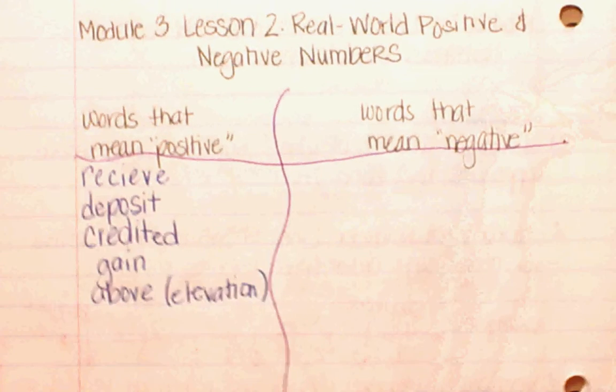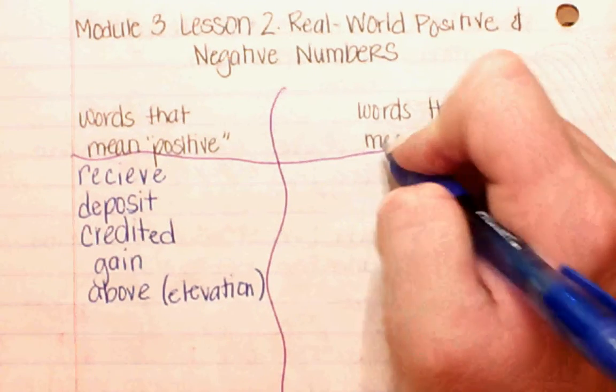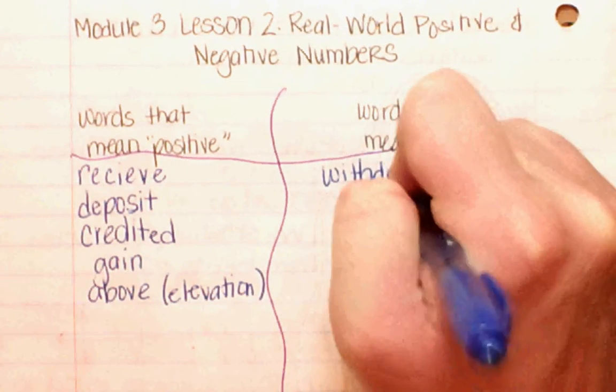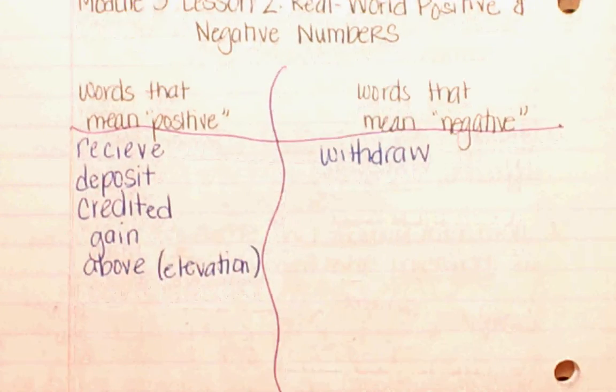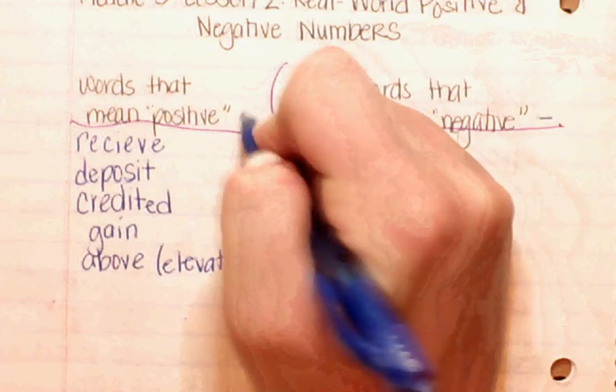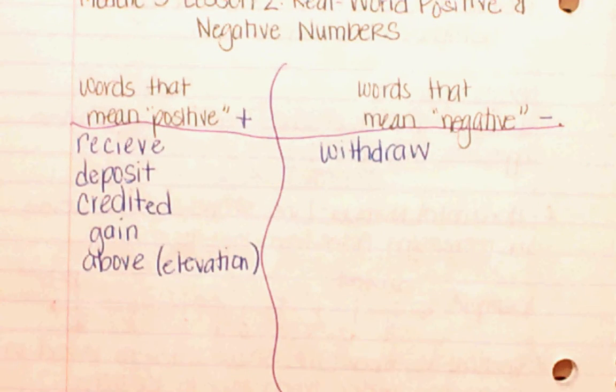Let's go to the negative word side. You have withdraw. When I go to the ATM and I withdraw money, I'm taking money out of my account. So I am taking something away. Think of the word take in that statement. I'm taking something away. So to take is a negative number or a negative word.